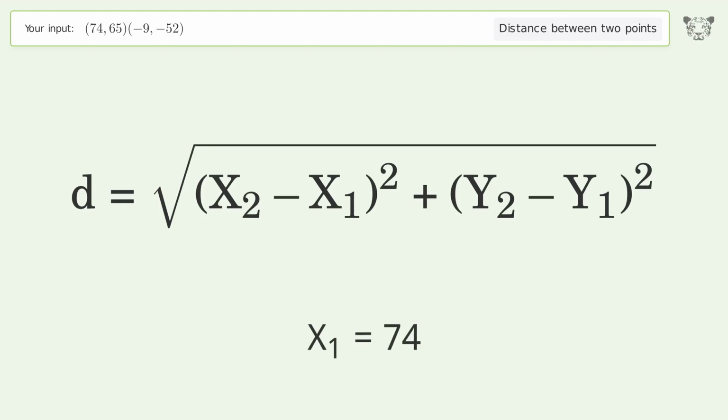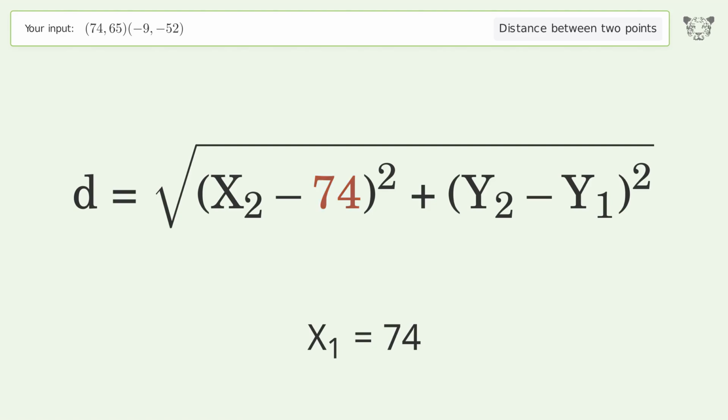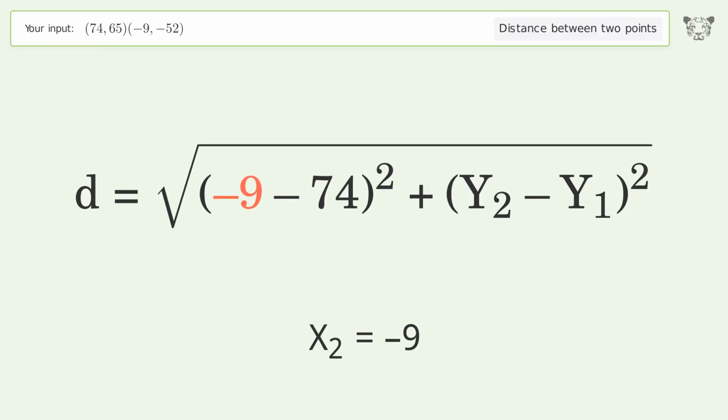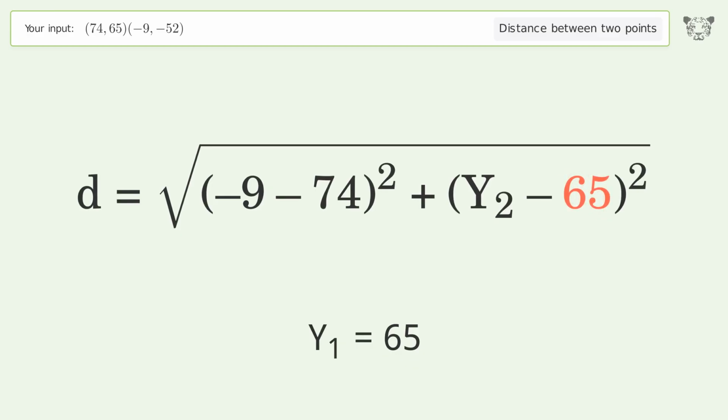x1 equals 74. x2 equals -9. y1 equals 65. y2 equals -52.